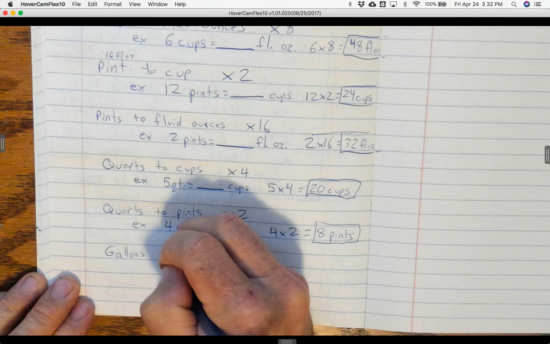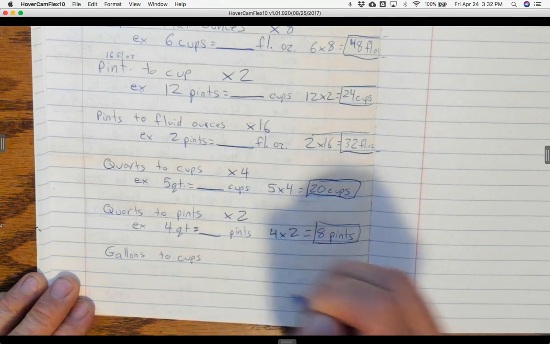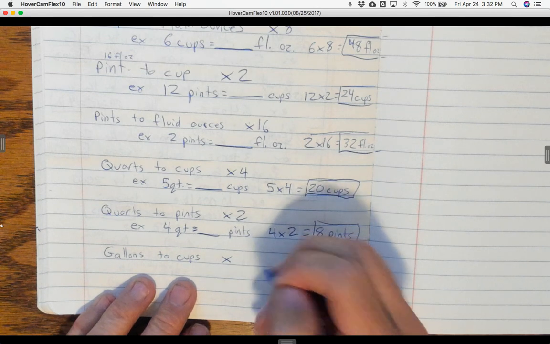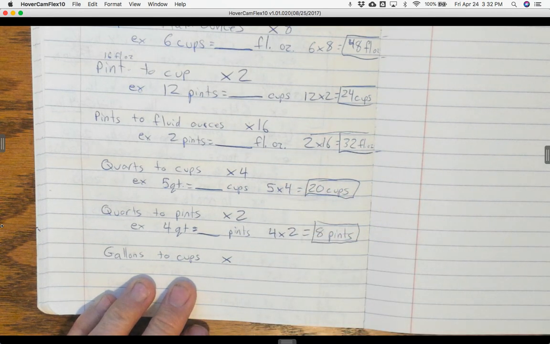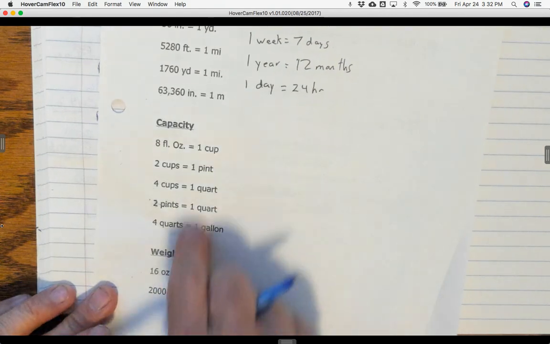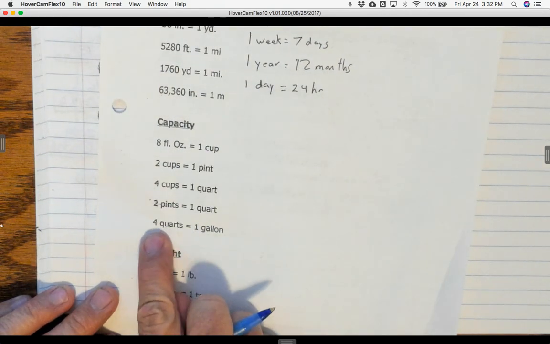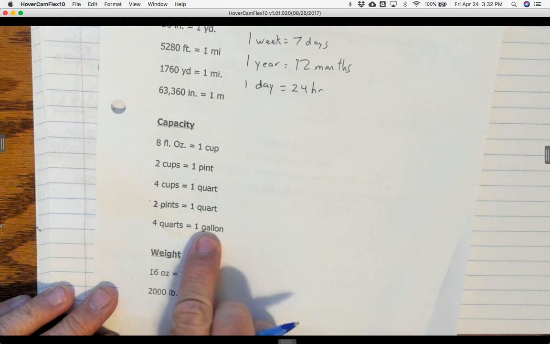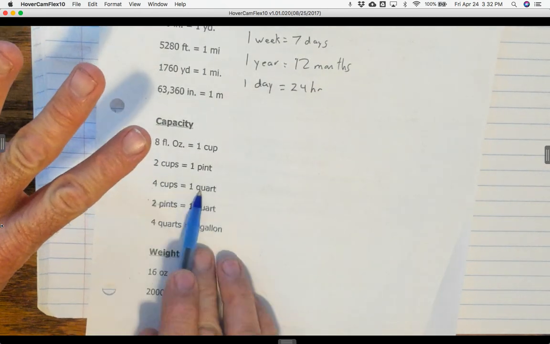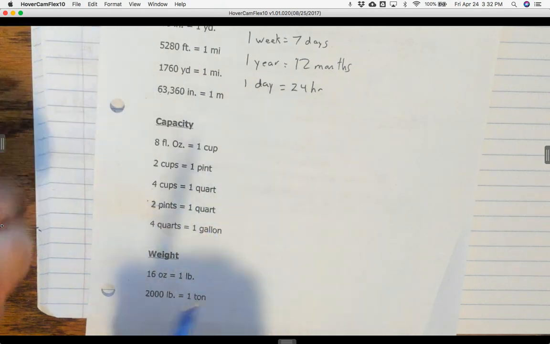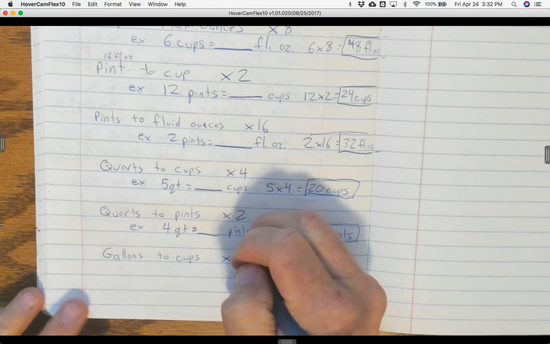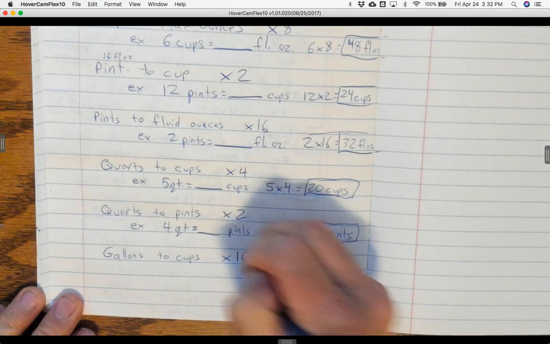Gallons to cups. Large to small, we know that's multiply by how much? How many cups are in 1 gallon? Well, it doesn't exactly say on this. But we know there's 4 quarts in 1 gallon, and there's 4 cups in 1 quart. So 4 times 4, that's 16. So times 16.